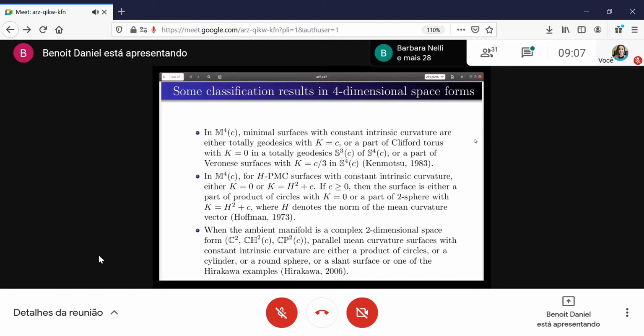And there is also a classification. In this case, we have either a product of circles or a cylinder or a round sphere. And there are also two exceptions. One of them is called a slant surface, and another one was a new example found by Hirakawa, which was found by doing a kind of separation of variables. It is an example that can be made explicit in terms of solutions to an ODE. So roughly speaking, in these classifications, we see that we have some kind of trivial examples and some exceptional examples. Okay.